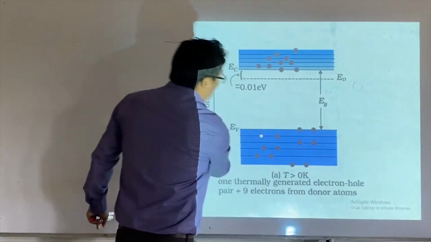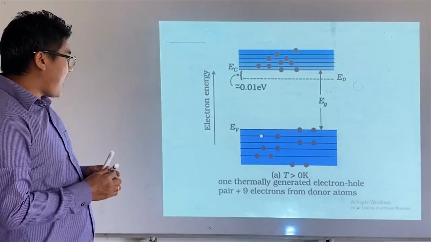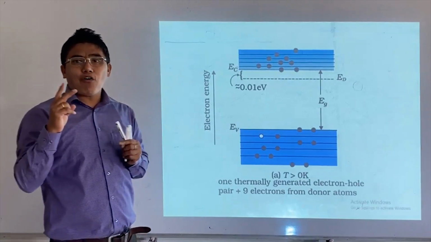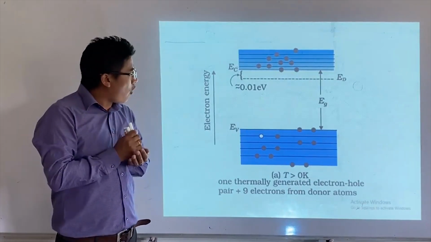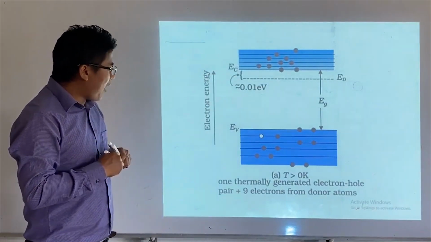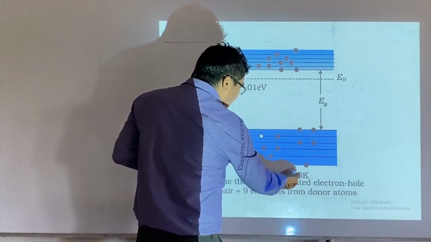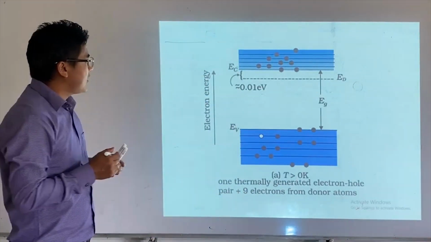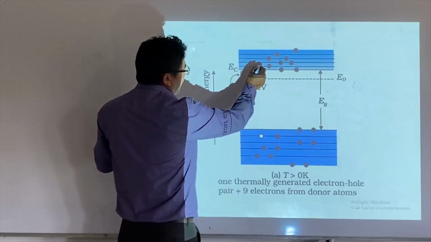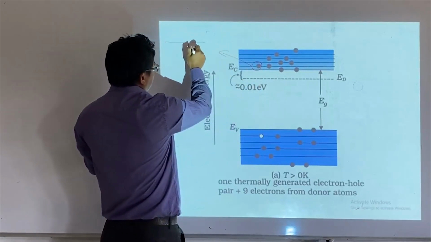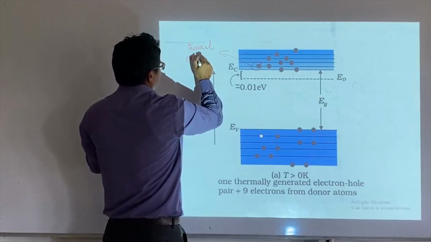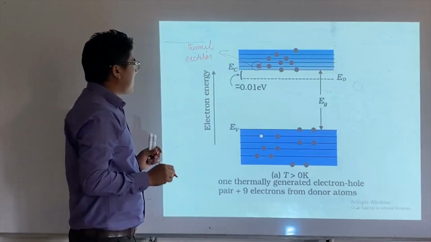Look at here. Now there are two ways of creating holes and two ways of creating free electrons. So now look at here. At temperature more than 0 Kelvin, how many holes are created? 1 hole is created. Because of this hole, 1 electron is created. So this is thermal excitation, right? This is due to thermal excitations.